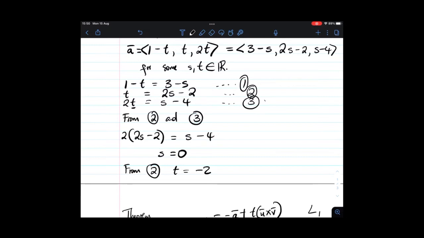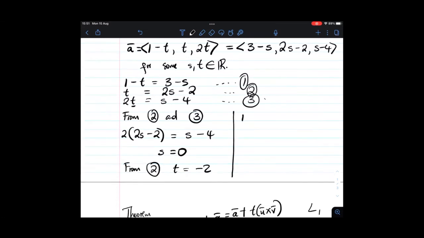And then I can verify if this is true or not by looking at 1. Notice that I used 2 and 3 only here, so I can check using 1. So I've got 1 minus minus 2, which is 1 plus 2, which is equal to 3, which is equal to 3 minus 0, which is all true. So from 1, we can see that that is correct. So therefore, we've got our s and t.